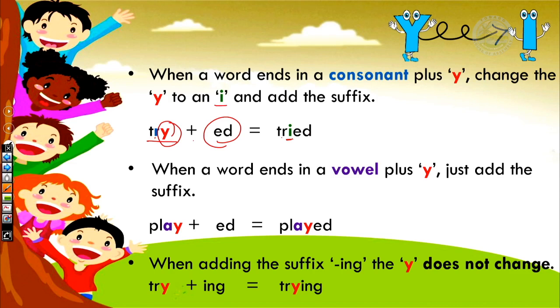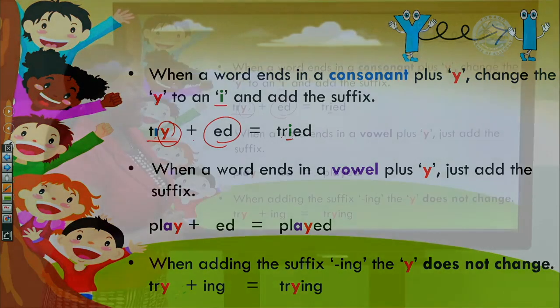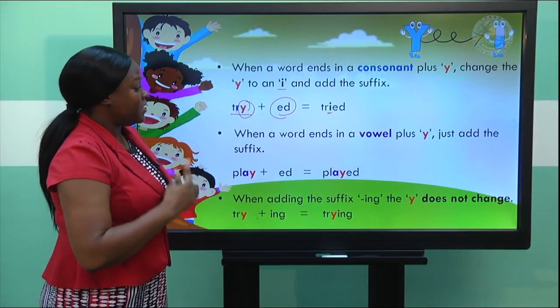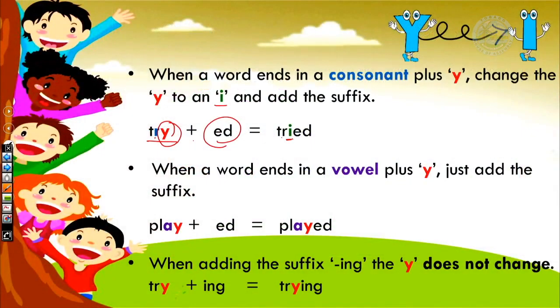Next, when a word ends in a vowel, and we all know what vowels are, don't we? The vowels are, yes, A-E-I-O-U. When a word ends with a vowel plus a Y, we just add the suffix. For example, in the word play, we have the vowel A, and then we have the Y. And if we are adding the suffix ed to this word, we just go right ahead and add the suffix without interfering with the Y. So play is spelled P-L-A-Y, the entire word, and we have the ed added right next to it.